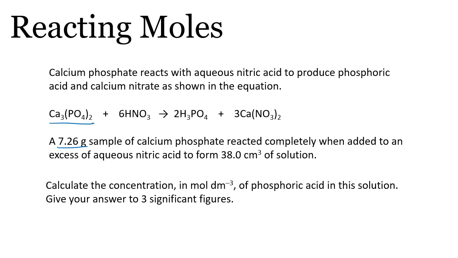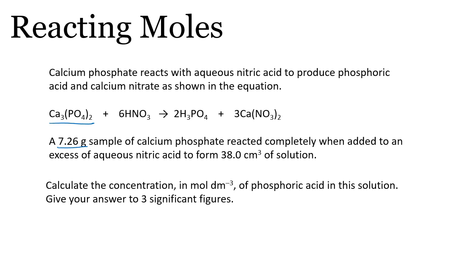If you've got something which is in excess, that means the other thing must be limiting, and it's the limiting one that you always use in the calculation, because that's the one that will get used up, and that's the one that controls how much will be made of anything else. So our calcium phosphate is limiting, we know how much of it there is, that's the one we're going to use in the equation. So it's added to this excess aqueous nitric acid to form 38.0 centimeters cubed of solution.